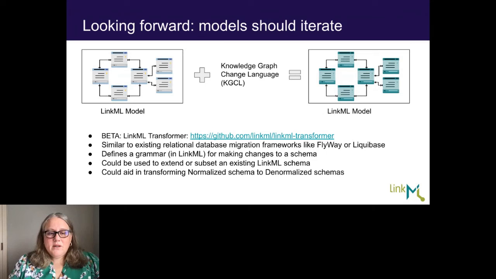And so we have a tool called the LinkML transformer. It uses the knowledge graph change language to help document the transform between an existing model and the endpoint of an evolved model. And you define the grammar in LinkML just the same way you're going to make a schema change. It's kind of like existing relational database tools like Flyway or Liquibase, if you're familiar with those, where you can use the language to transform your model into another model.